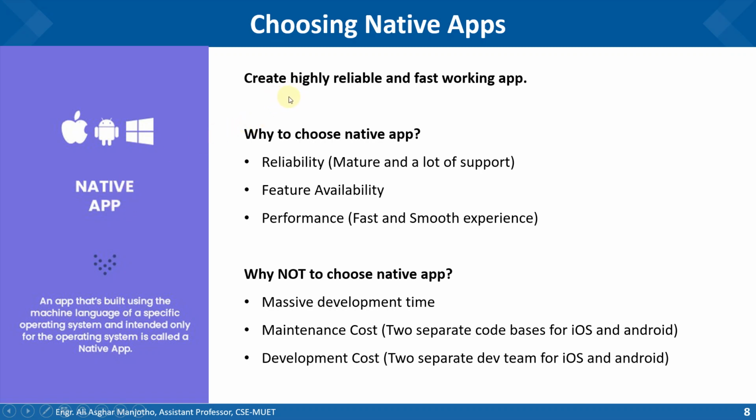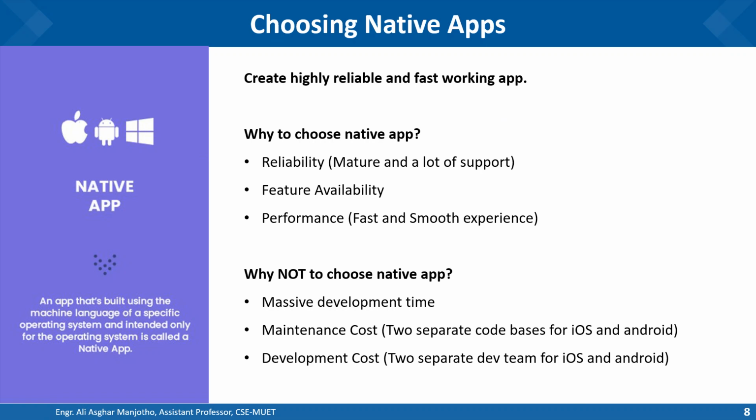So when you go for creating native applications, whenever you require a highly reliable and very fast working application without any lags, the better option is to go for native apps. Most critical applications, wherever performance is the major factor, you should develop as native apps. So why are we choosing native apps? The main advantages are that they are very reliable, and they have a mature set of support from the development community.